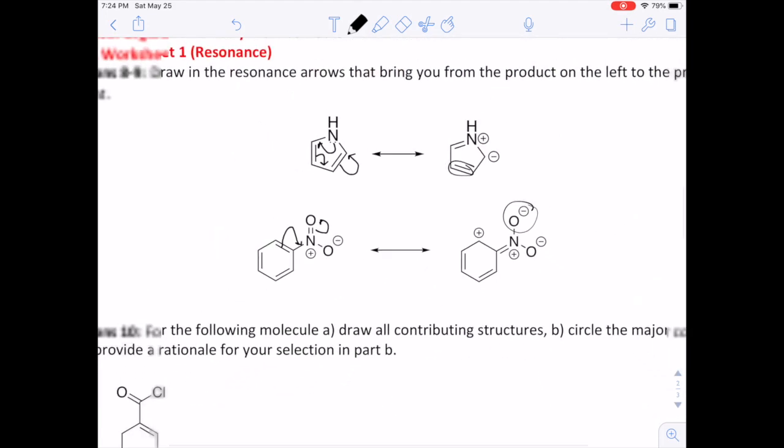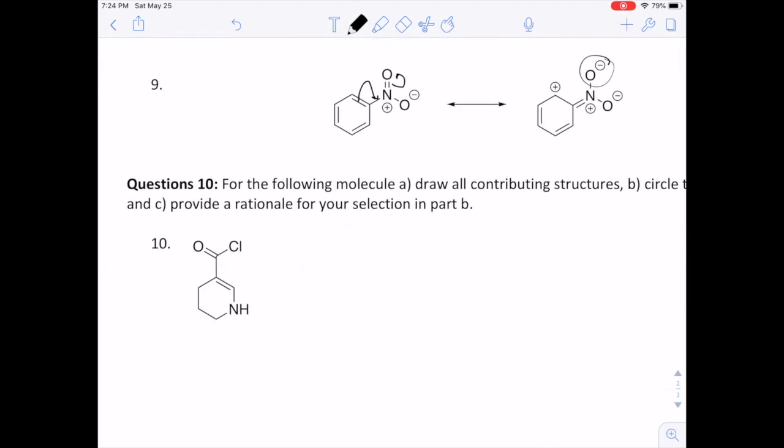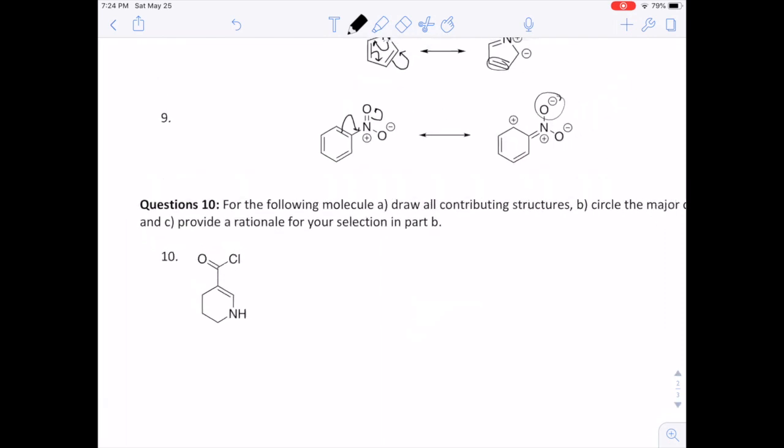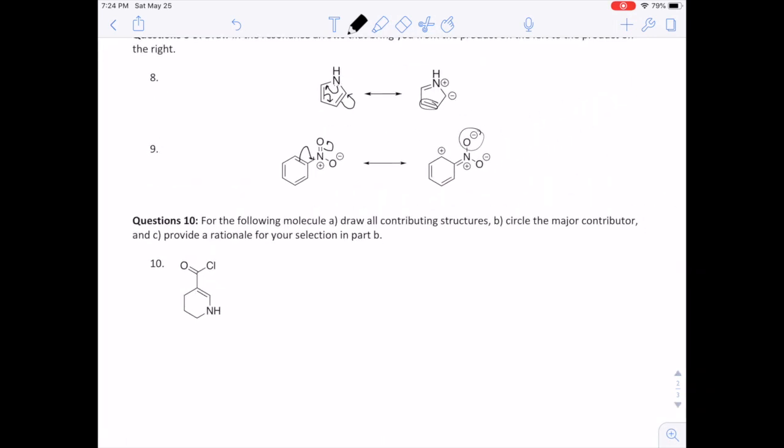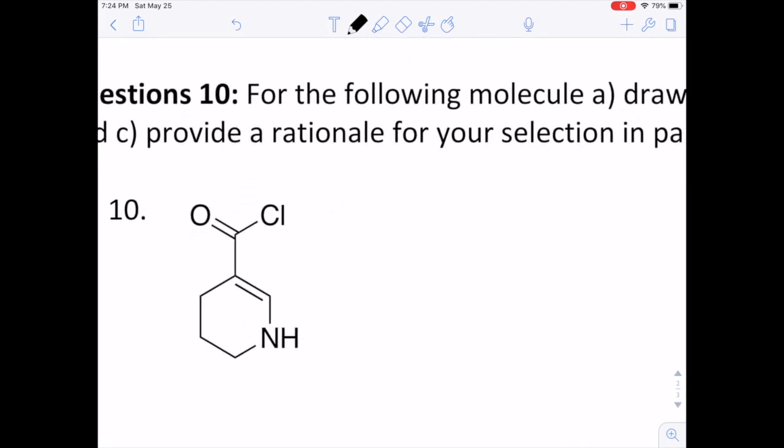So finally, let's just do this applied problem. For the following molecule, A, draw all the contributing structures, B, circle the major contributor, and C, provide a rationale for why it's the major contributor. Okay? Whenever I see that carbonyl, well, let me just draw on these electrons first. Whenever I see that carbonyl, that carbon-oxygen double bond, I told you a good practice is to resonate those up. So the structure resulting from that would be something that looks like this.